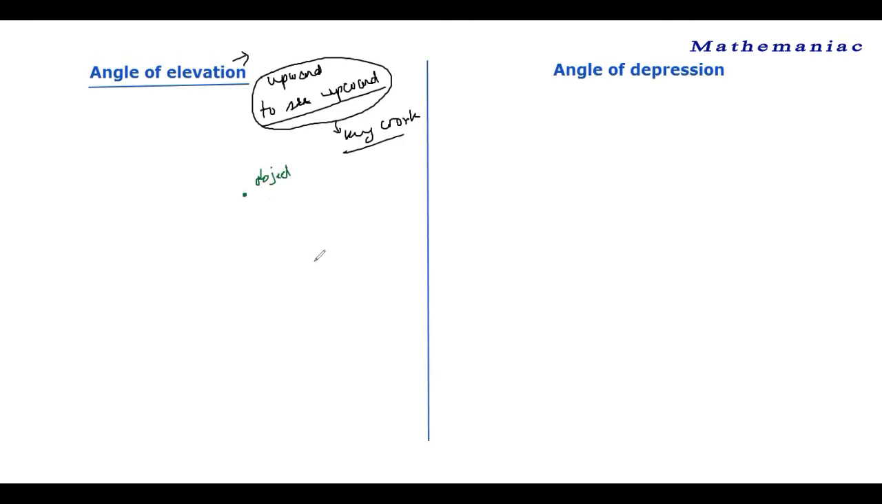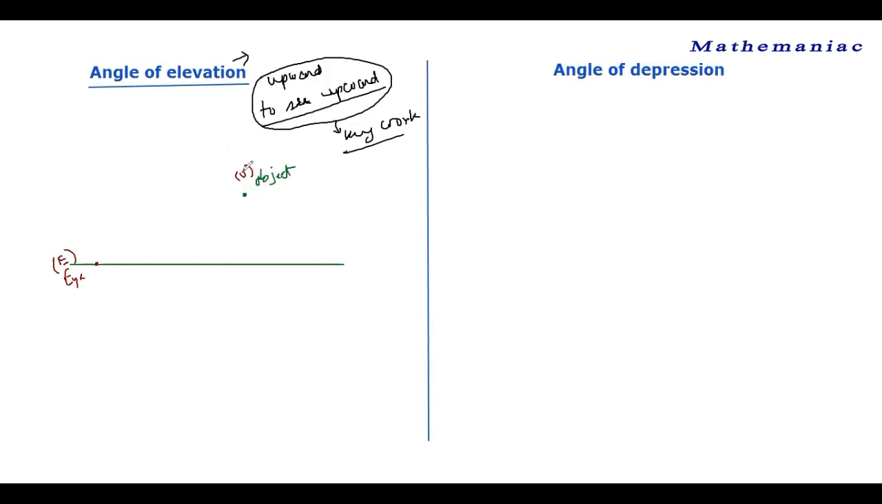It is an object, right? And it is an object at a higher level than your eyesight. So here we have drawn one line. I'll be telling you what is the name of the line. And suppose you are having your eye here, the eye of the observer. Say I denote it by E, and the object I denote by O. So E is the eye of the observer, and O is the object.